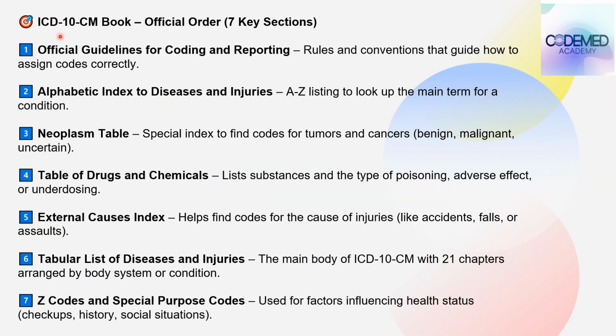So now let us understand the ICD-10-CM manual and the 7 key sections. I have arranged them in the chronological order, the way you will find them in the book. The first is official guidelines for coding and reporting. Second is alphabetical index to diseases and injuries. Third is neoplasm table. Fourth is table of drugs and chemicals. Fifth is external causes index, tabular list of diseases and injuries, that is sixth, and seventh is Z codes and special purpose codes.